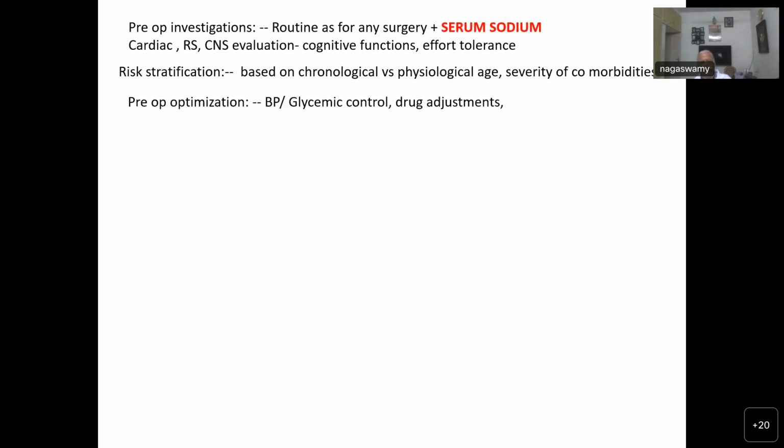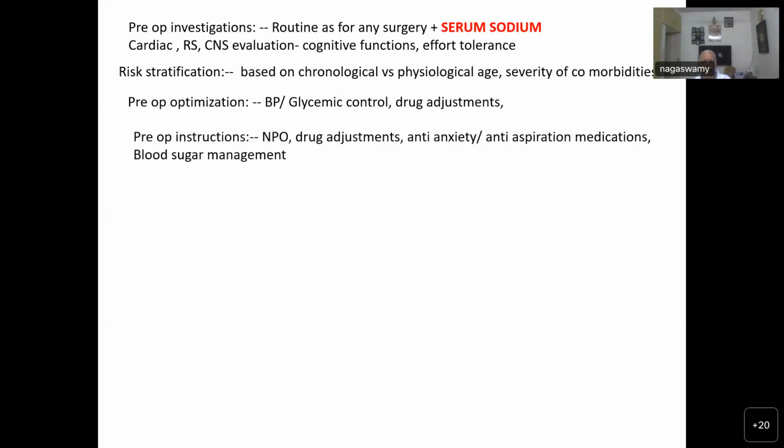And then pre-op optimization of BP, glycemic control and drug adjustments have to be made. And pre-op instructions: NPO, drug adjustment, anti-anxiety, anti-aspiration medications, and blood sugar management is very important in all diabetic patients coming for surgery, especially elective. When you advise NPO, you have to know the blood sugar values.